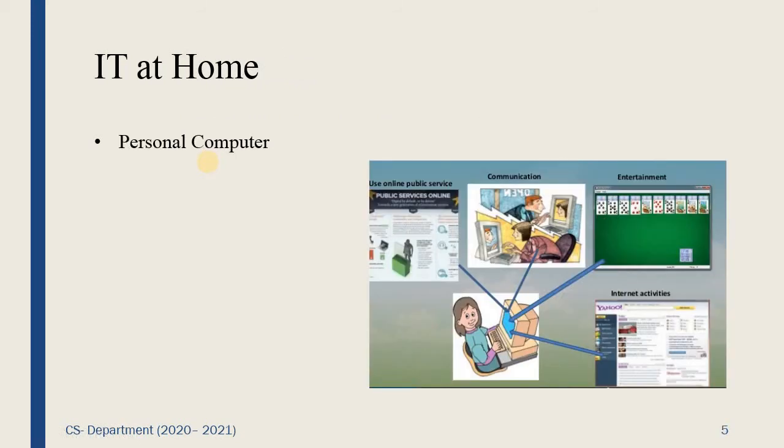IT at home. For example, if we have a personal computer, whether it's a desktop or a laptop. As we can see from here, this woman has her own computer. She can communicate with other people and she can use the online public services. She can use IT to play games. At the same time, she can use internet activities with the help of IT. That's why IT has its own impact even at home.